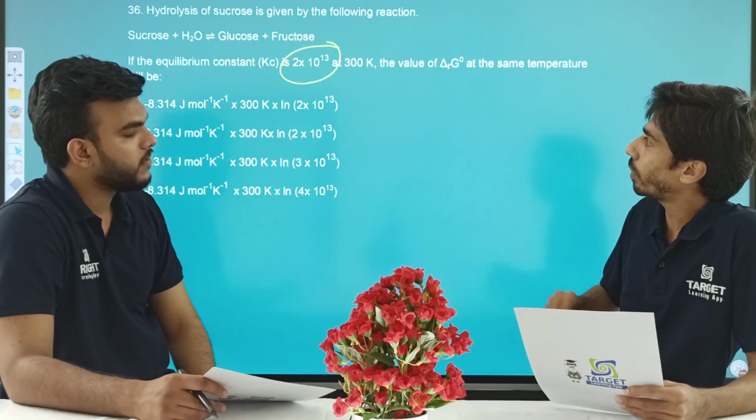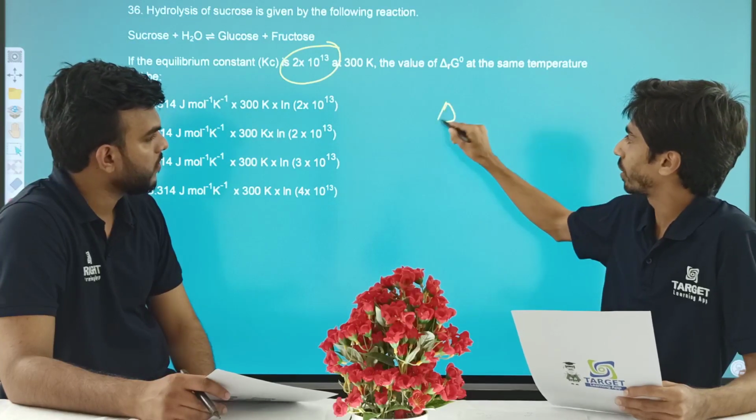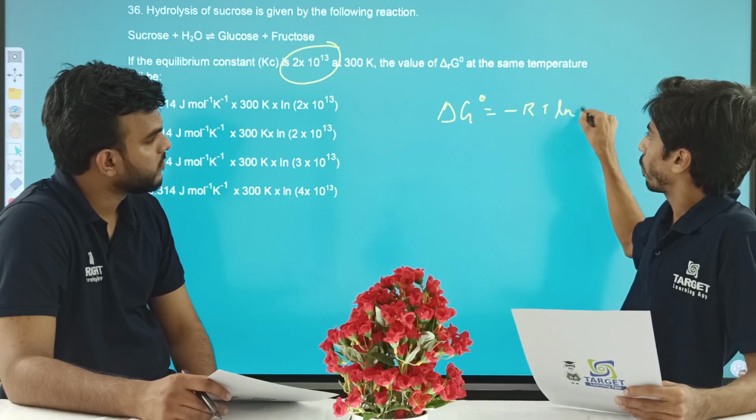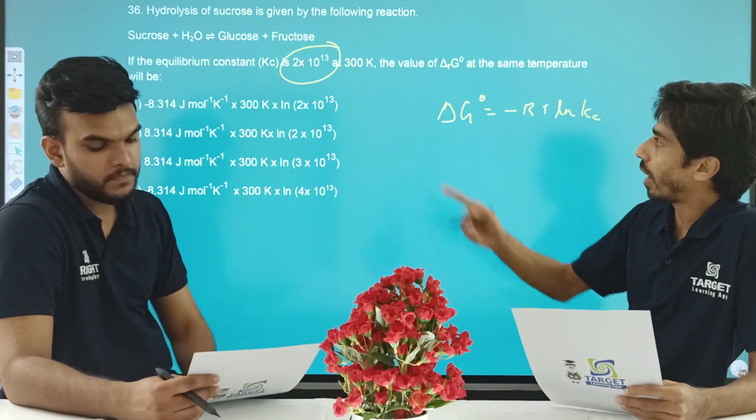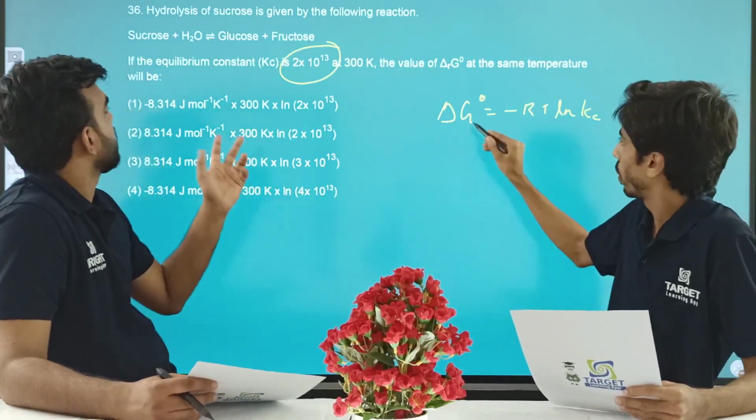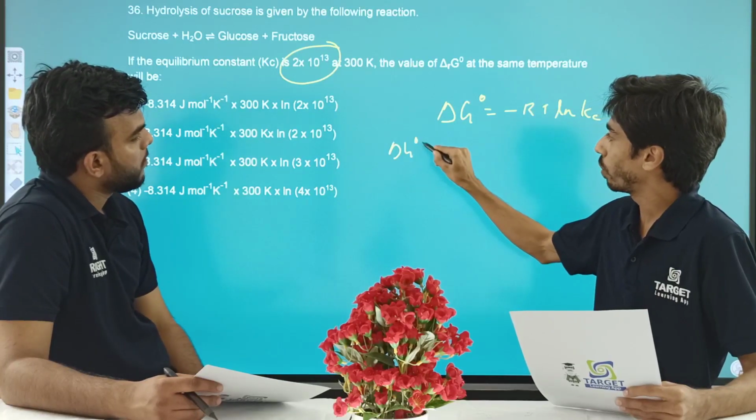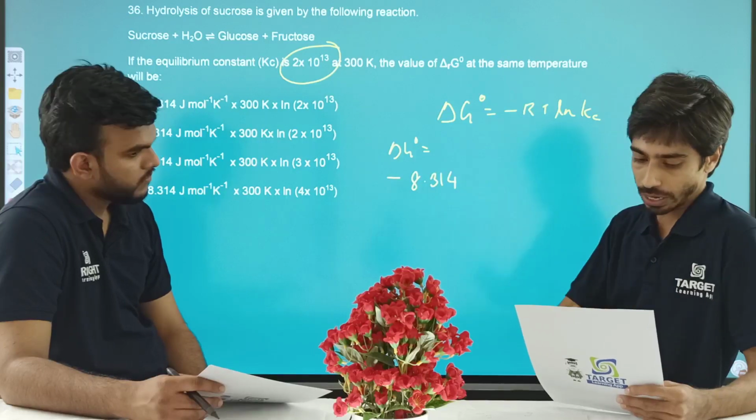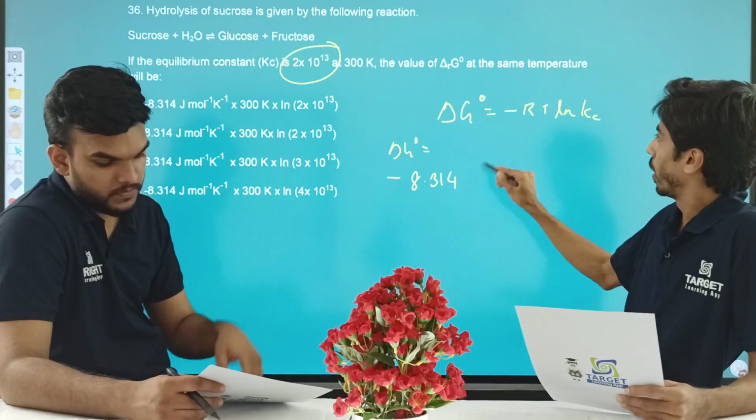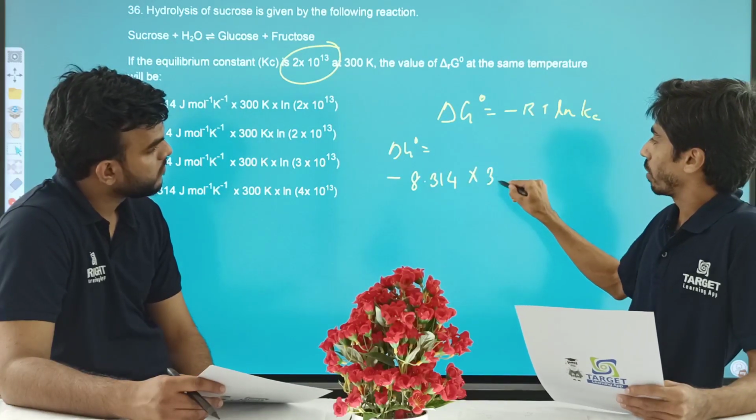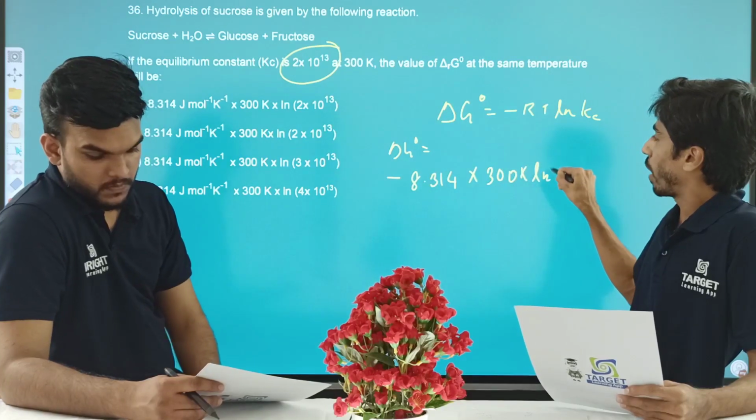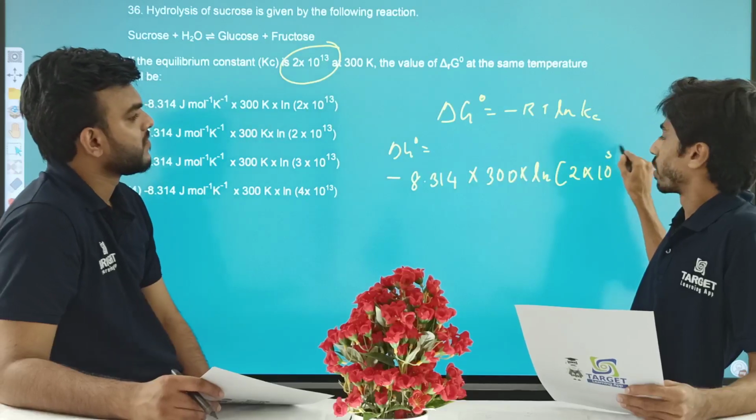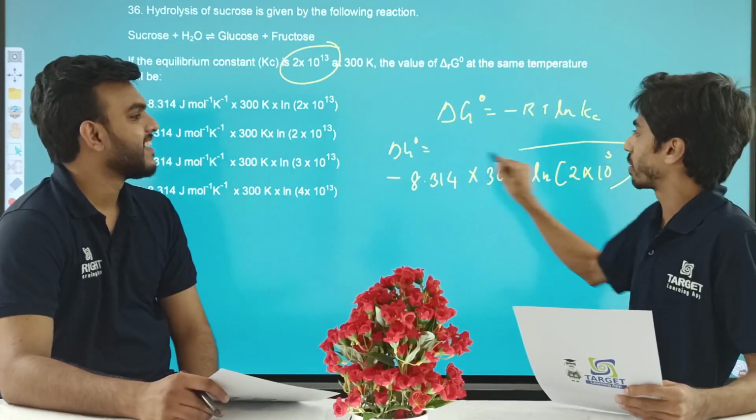the delta G concept. So we can apply the equation delta G0 is equal to minus RT natural logarithm of Kc. That's the equation. R is provided, we know the value of R. So delta G0 will be equal to minus 8.314 joule per Kelvin per mole into temperature 300 into natural logarithm of Kc, which is 2 into 10 raised to 13. They don't want to solve this question, so it's direct. Then this is the answer.